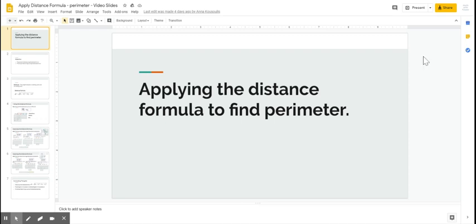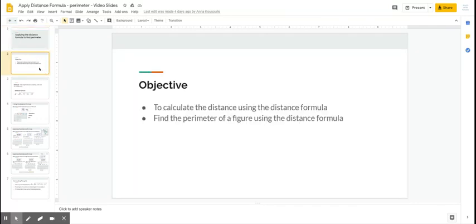Hi there, in this video we are going to go over how to apply the distance formula to find perimeter. Your objective for today is to calculate the distance using the distance formula and to find the perimeter of a figure using the distance formula.